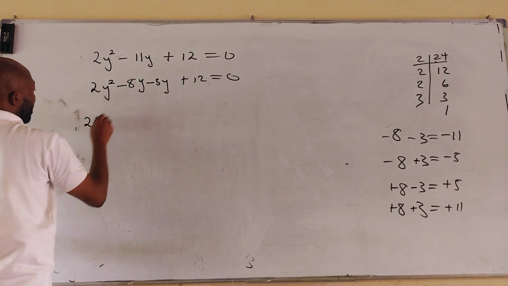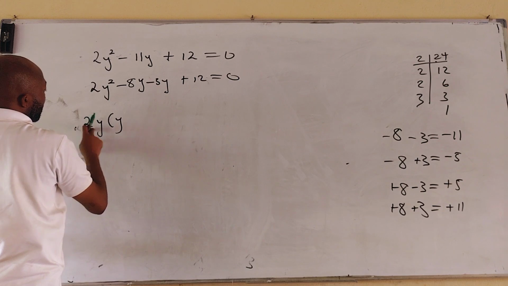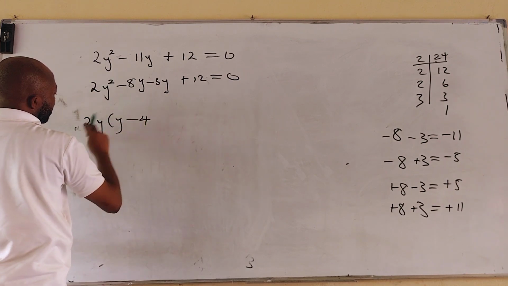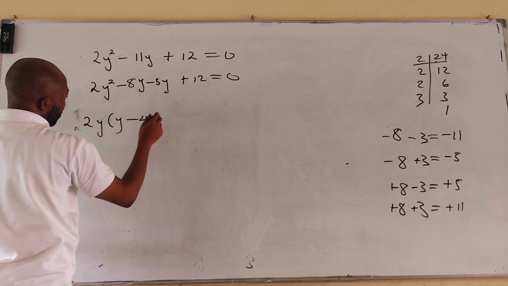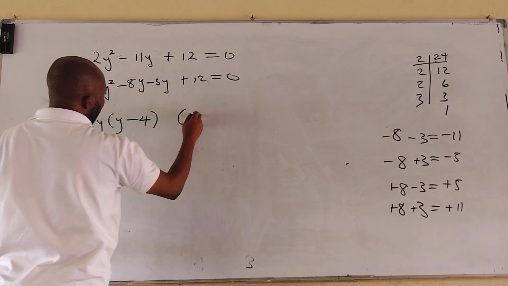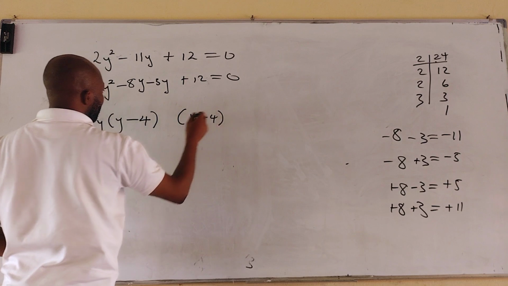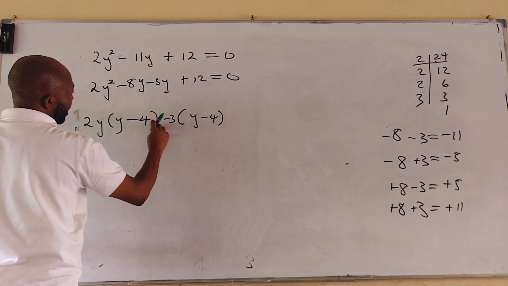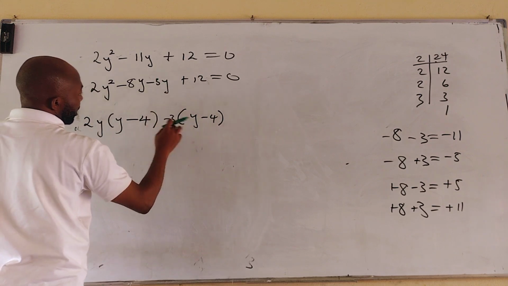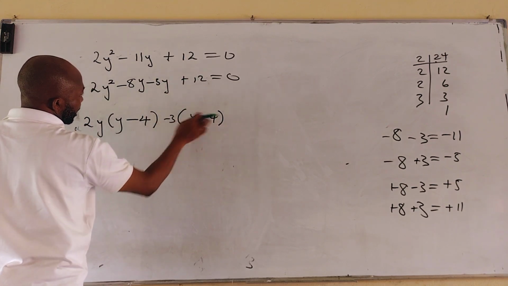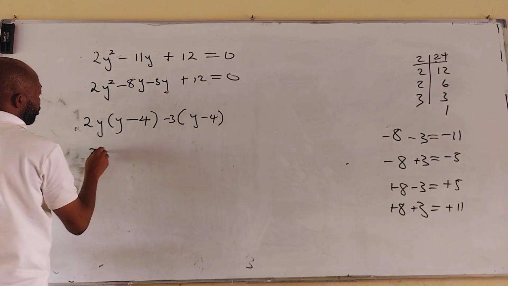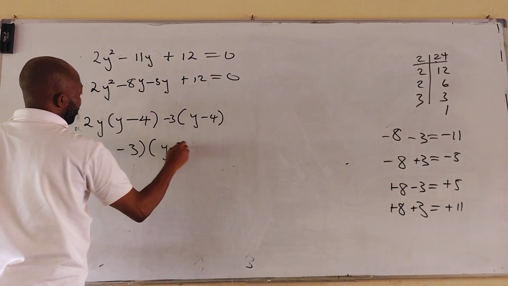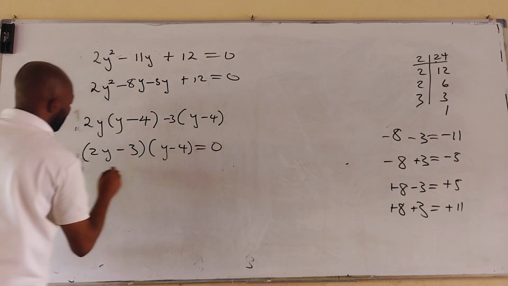Okay, I have 2y open bracket y. 2y times this is this. Minus 4. 2y times minus 4 is minus 8y. Close my bracket, open y minus 4, I know for sure. And what I'm left with outside is minus 3. Minus 3 times this is minus 3y. Minus times minus is plus. 3 times 4 is 12. So I have 2y minus 3, y minus 4, all equals to 0.